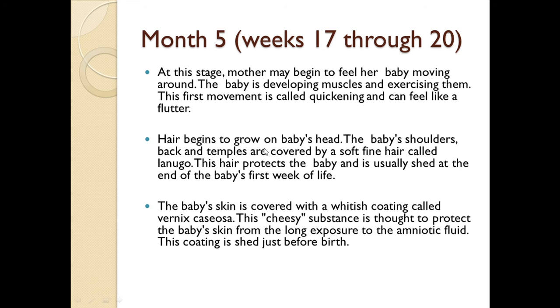Hair also begins to grow on the baby's head. The baby's shoulders, back and temples are covered by soft fine hair called lanugo. This hair protects the baby and is usually shed at the end of the baby's first week of life. The baby's skin is covered with a whitish coating called vernix caseosa. It is a cheesy substance and it is thought to protect the baby's skin from long exposure to the amniotic fluid. This coating is also shed just before birth.